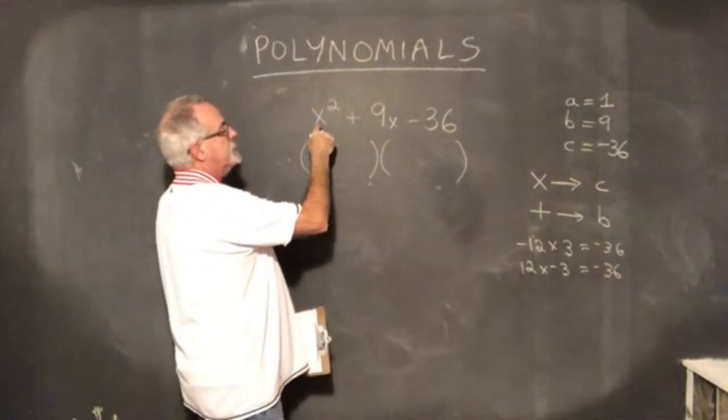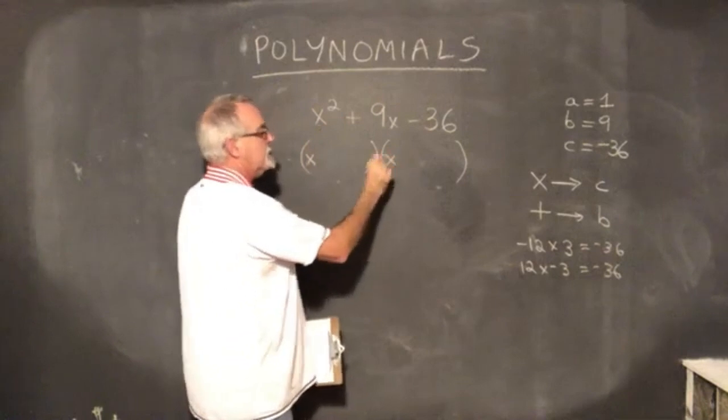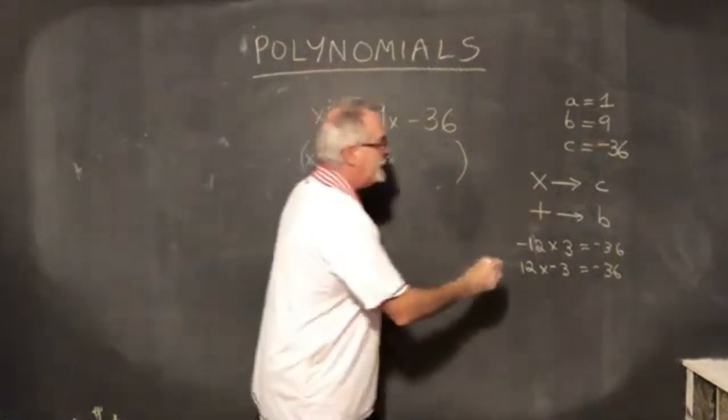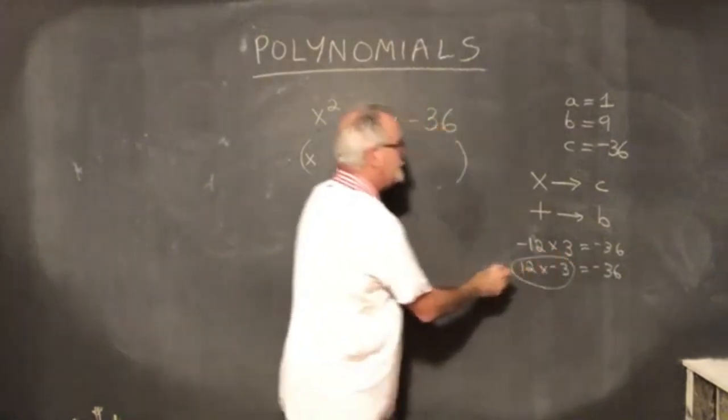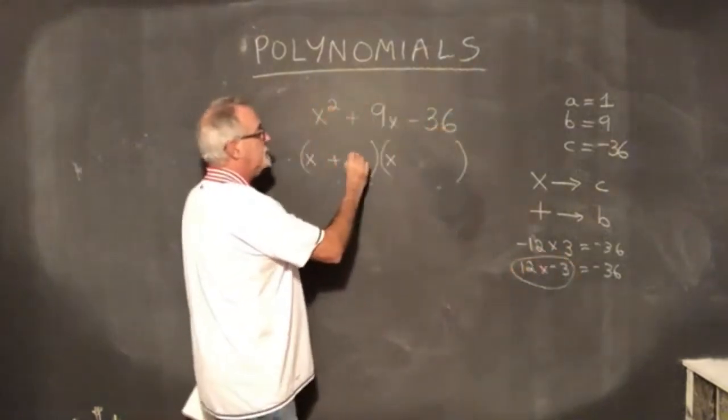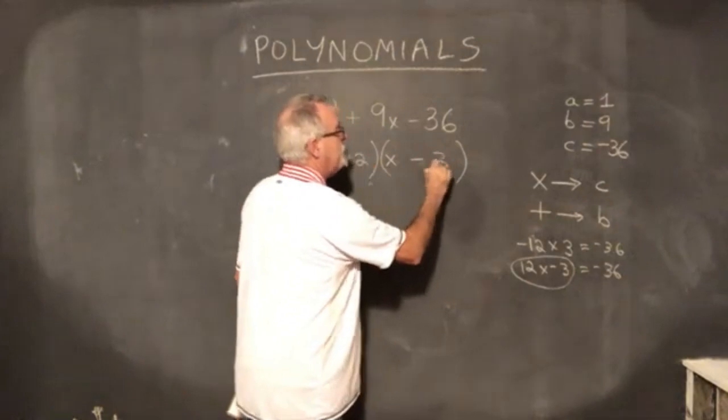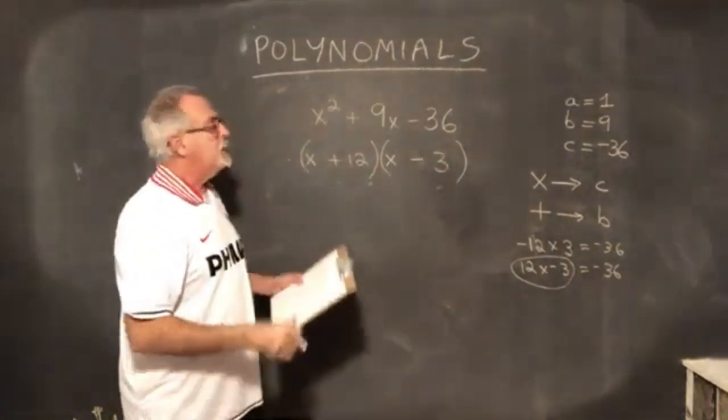We get the x squared by multiplying an x with an x, so I can write those in. The answers are the 12 and the negative 3. So I'm going to put a plus 12 and a minus 3. It works. It always works.